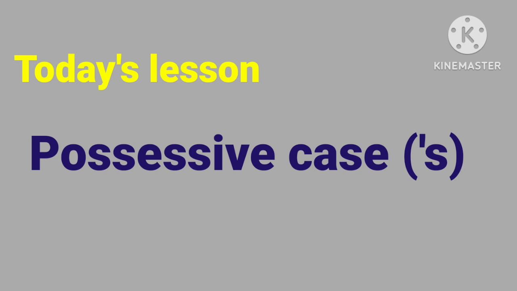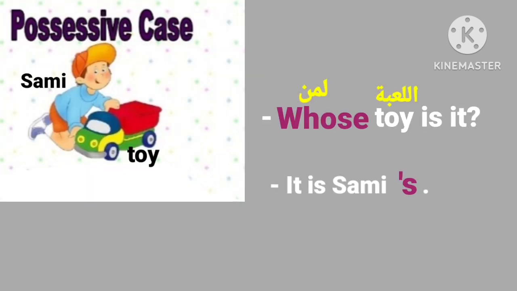Today's lesson is about possessive case or apostrophe S. To ask a question about possession, we use the word whose. Whose toy is it? It's Sammy's. The apostrophe S here is called possessive case or genitive case.